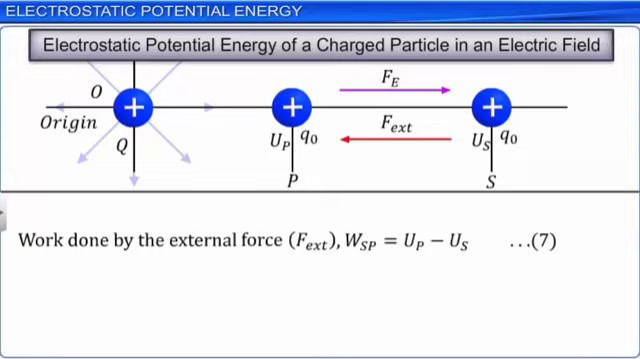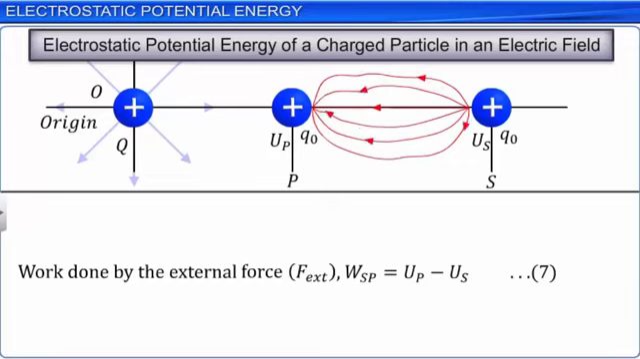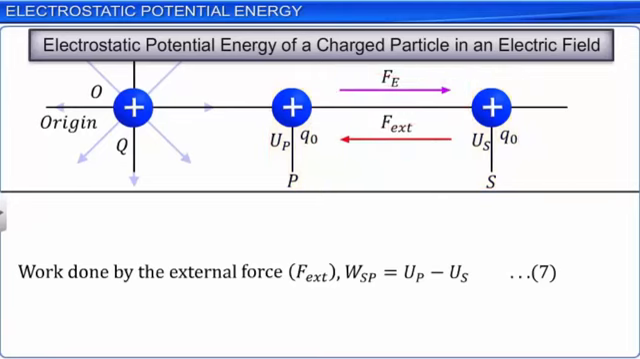The work done according to equation 7 is independent of the path followed to move Q0 from S to P without accelerating Q0, and is dependent only on the initial and final positions. Hence, the electrostatic force Fe is a conservative force, and the work done against the electrostatic force Fe is independent of the path followed.